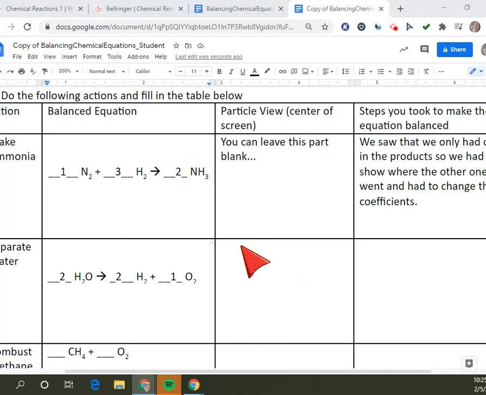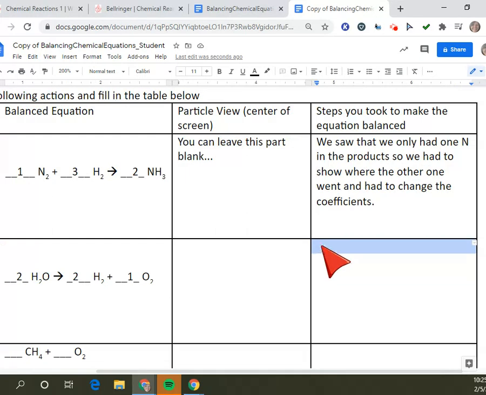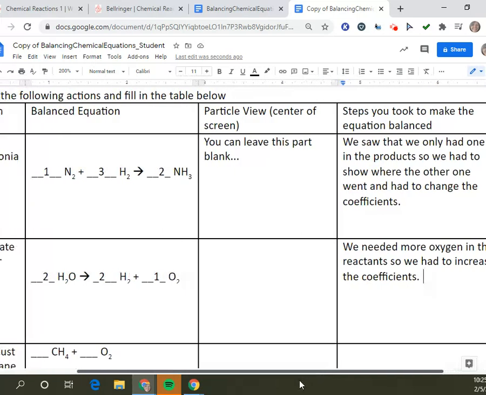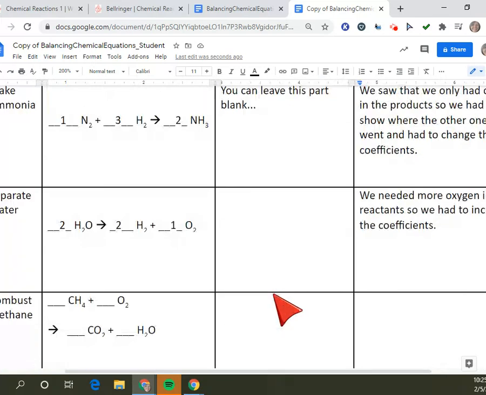All right, so we said we could leave this one blank, but steps you took to make the balance equation in balance. What did you notice? You needed more oxygen in the reactants. And that's just a simple statement on those. Is fine enough.